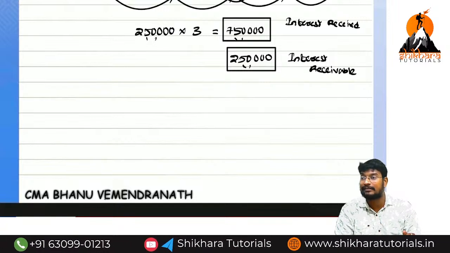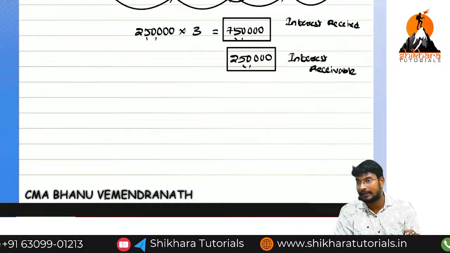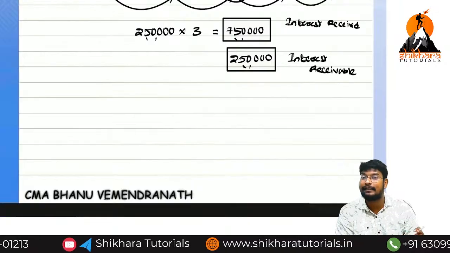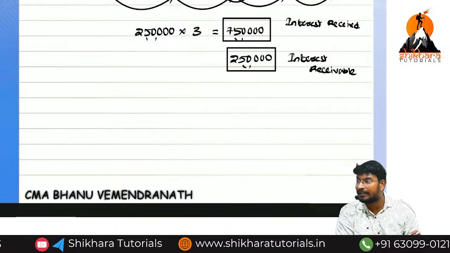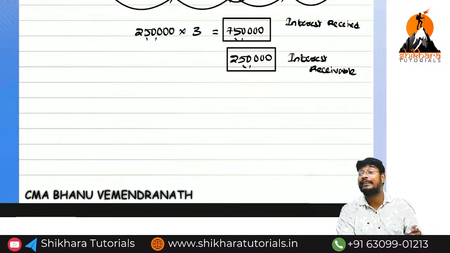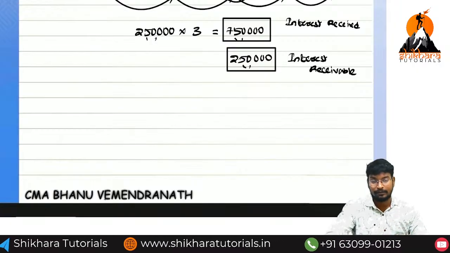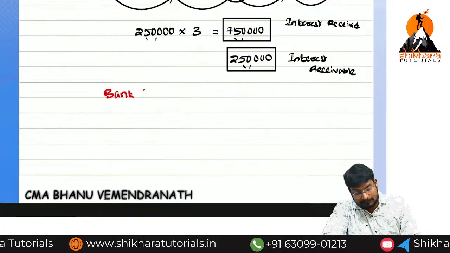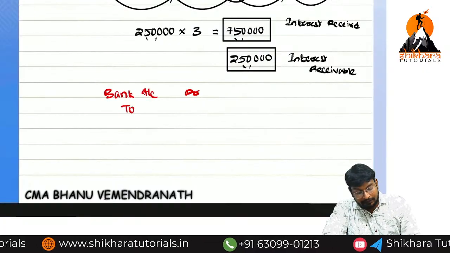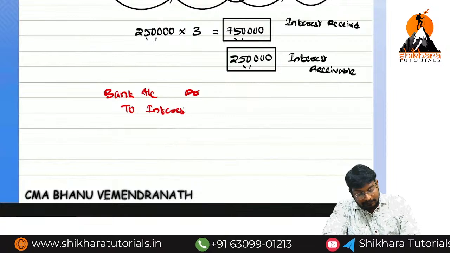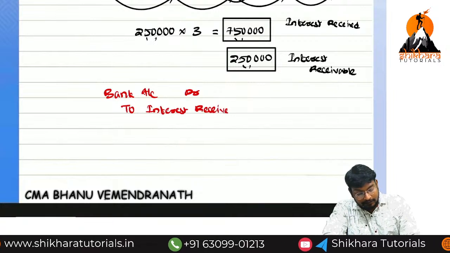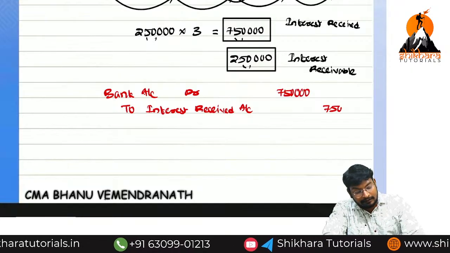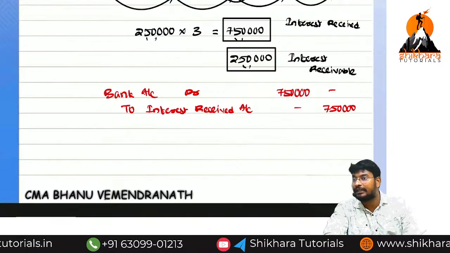Interest received. That means bank account debited to interest account. What are the two accounts here? Bank and interest. Bank is an asset, debit balance increases, debit. Interest is income, credit balance increases, credit. So what is the entry for the interest received? Bank account debited to interest received or receivable? Received. This is the entry for how much, 7,50,000 or 10 lakhs? 7,50,000.